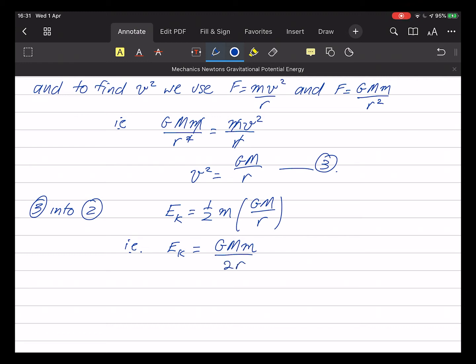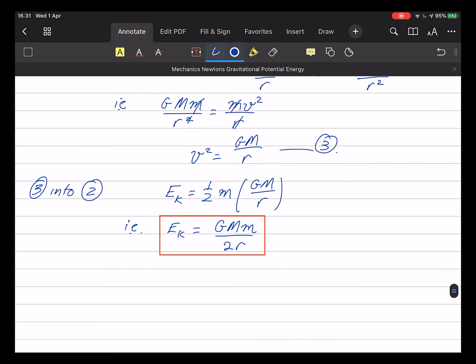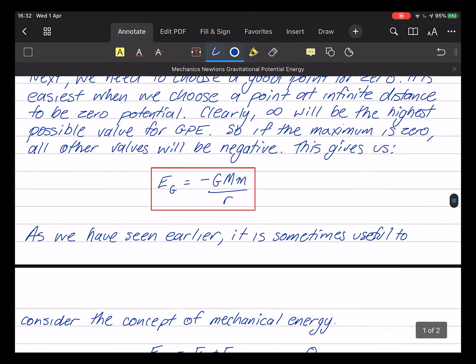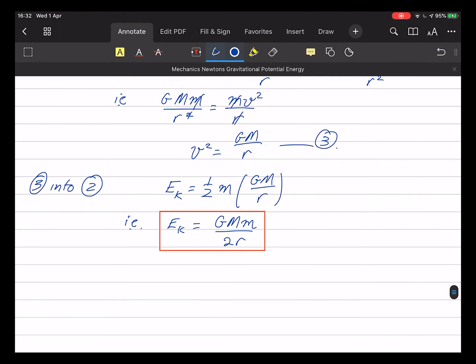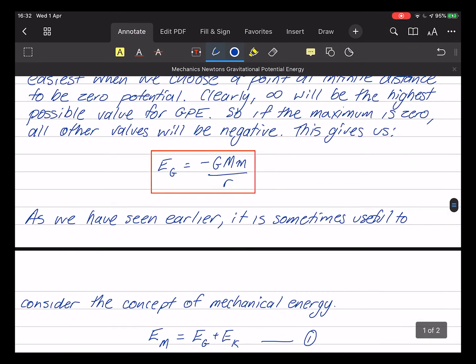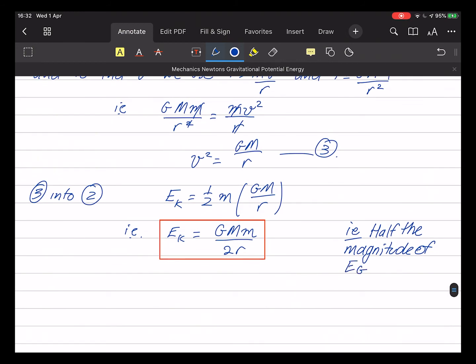So that too is probably worth noting. And when you look at that compared to this one, GMm on r, this is GMm on 2r, it's worth noting that it's half the magnitude of this thing, the gravitational potential energy.